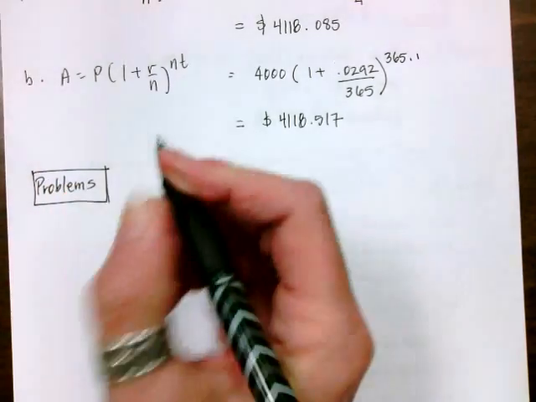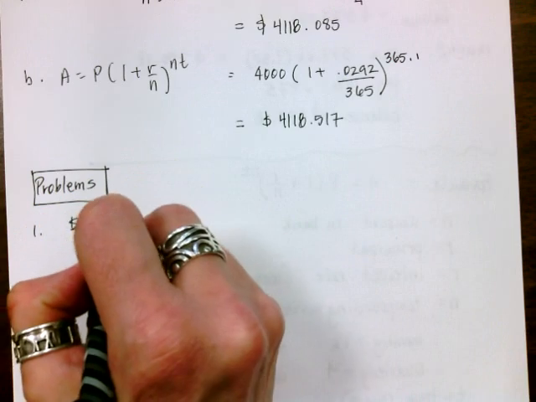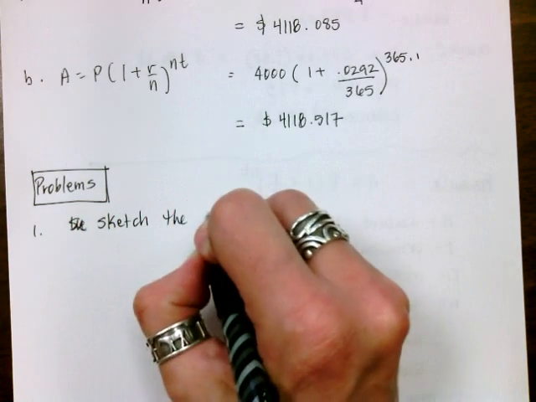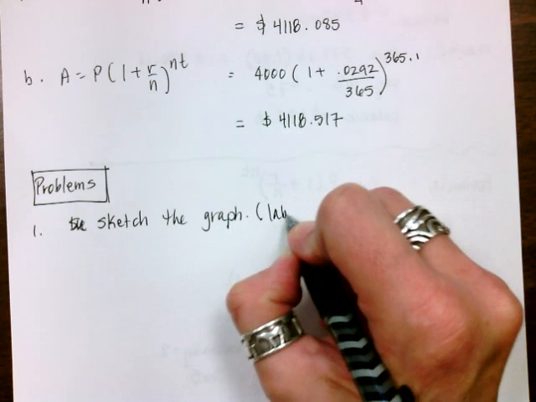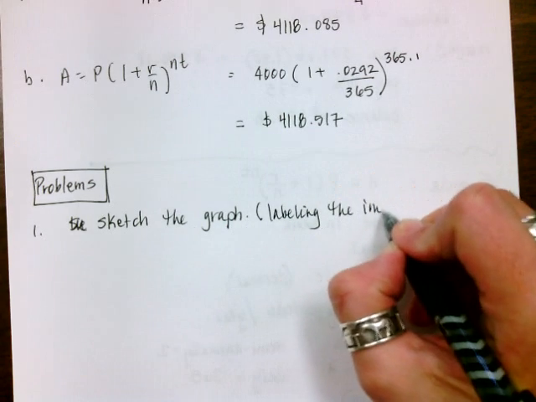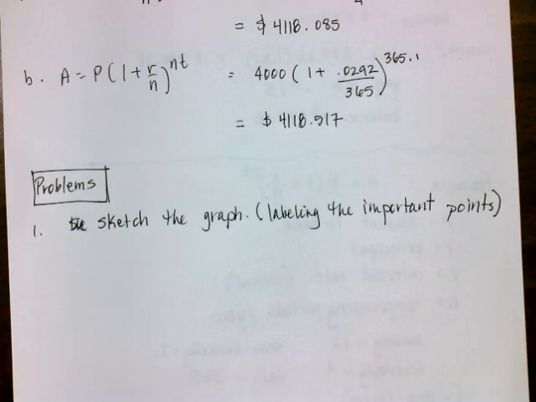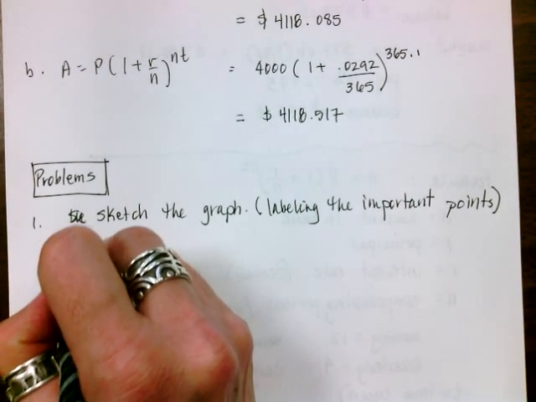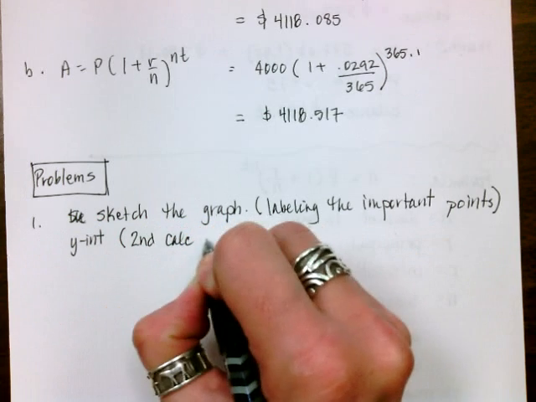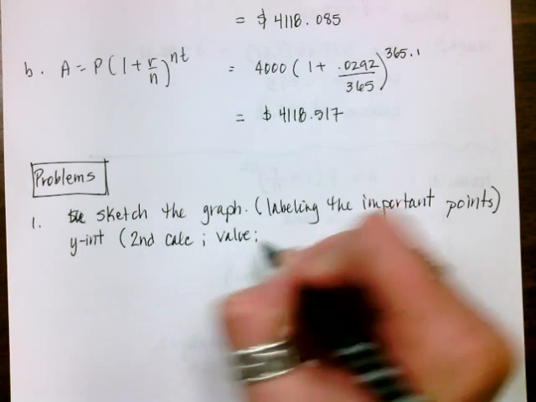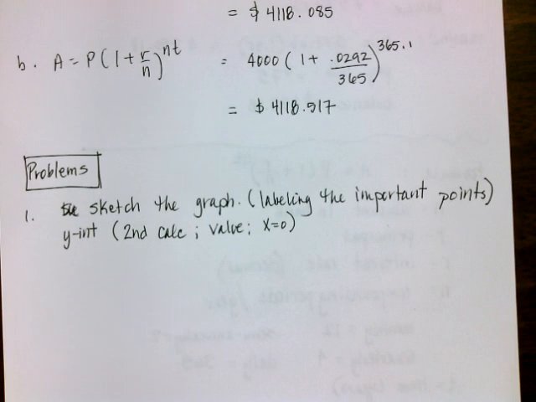Number 1, I want you to sketch the graph. So I would recommend that you put the graph in your grapher, graph it, and then find the important points, labeling the important points. On the important points for an exponential function, you need to label the y-intercept. And remember, you can do that on your calculator by doing second and then calculate, and then you want to find a value, and then you enter x is equal to 0, because that's the value of x for the y-intercept, and then the calculator will tell you what the y-intercept is.